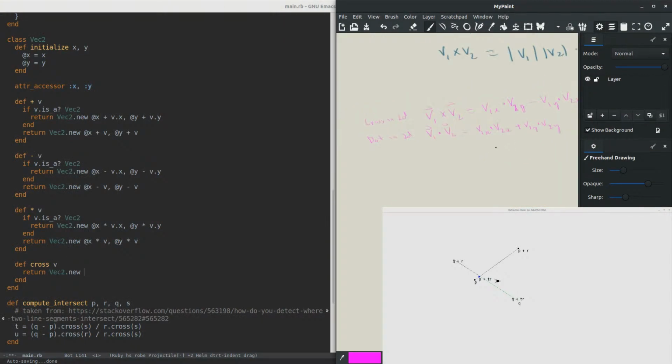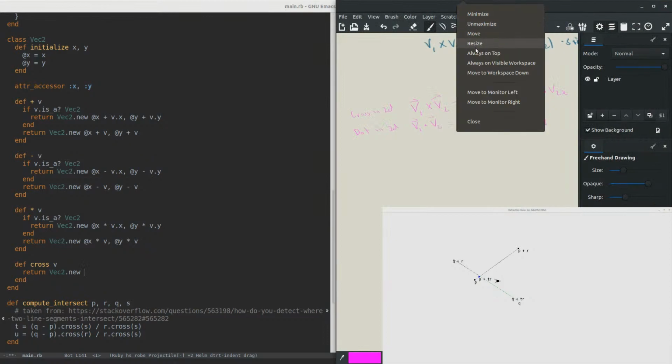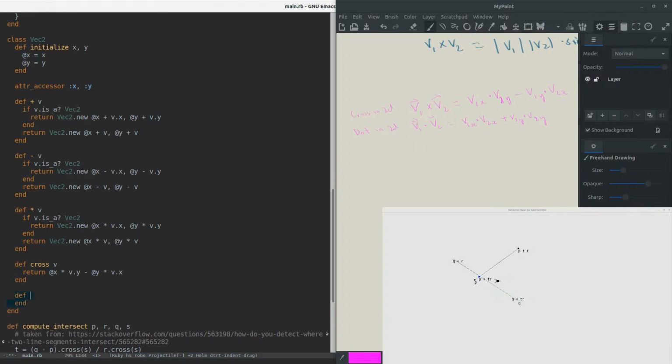Maybe that's legible. It should be legible. Great. And of course, I make it disappear. So we'll just do, oh, sorry, this is not a vector. This is a scalar value. So we will do at x times v dot y minus at y times v dot x. And that gives us our cross product, and we'll do a dot product.